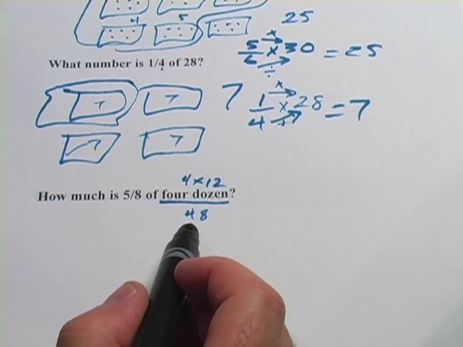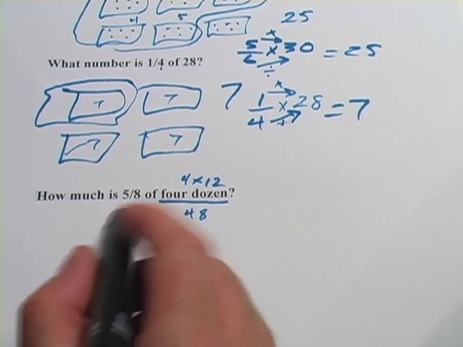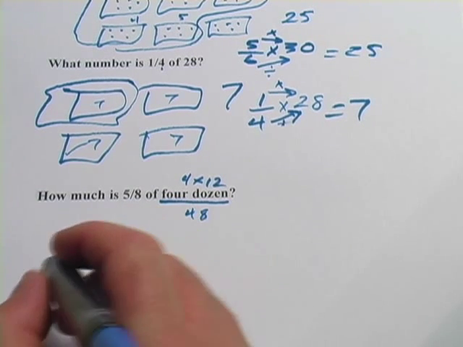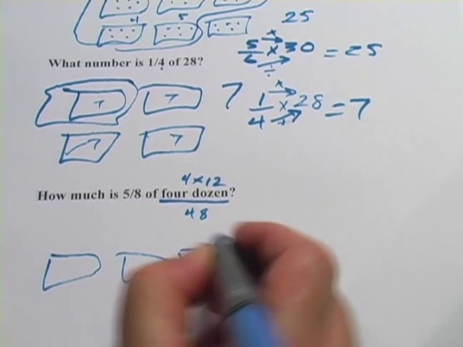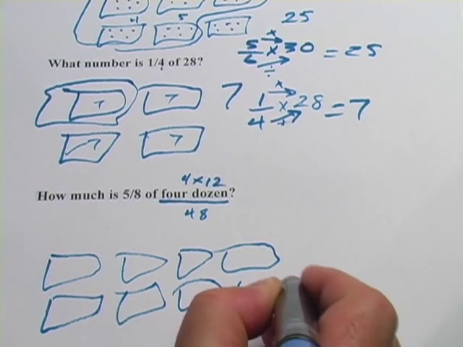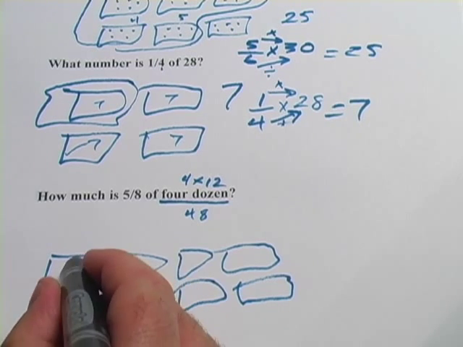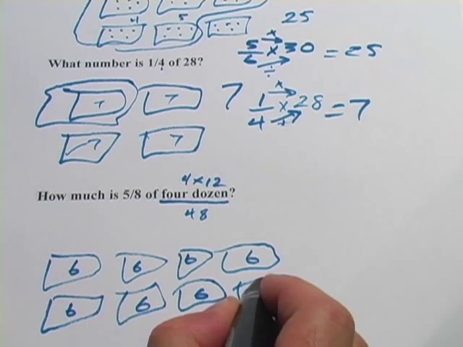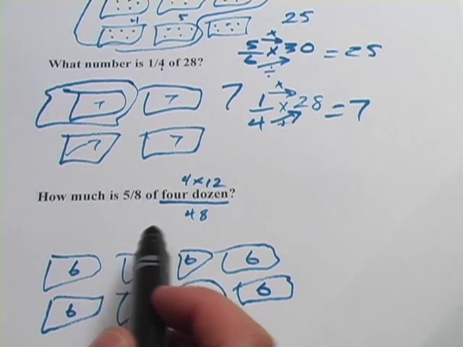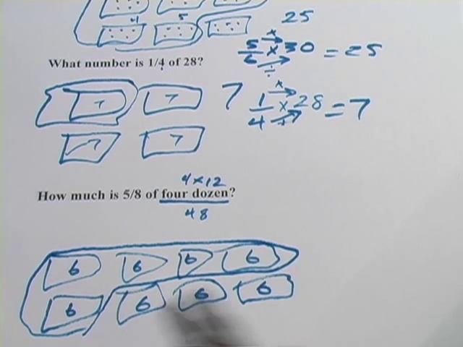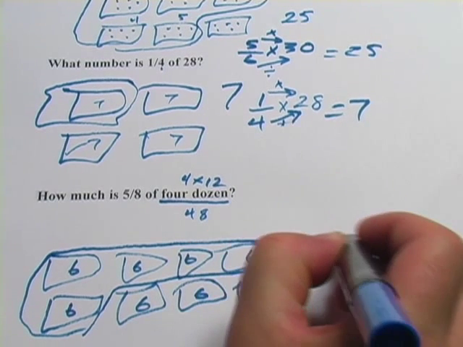So now we have 48 that we're dividing into 8 groups. So eighths, because we're dividing into eighths. So 48 divided by 8. And then we would have 6 in each of those, because 48 divided by 8 is 6. And if you wanted 5/8, you would just take 5 of these, and you would have 5 times 6, and that would be 30. So that equals 30.